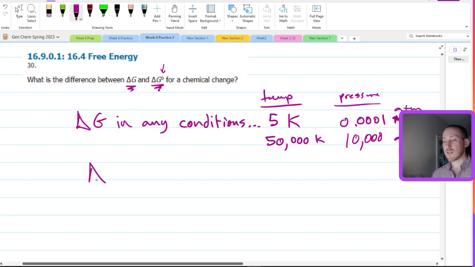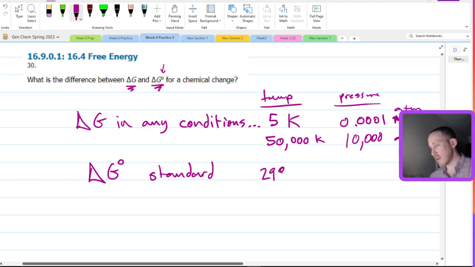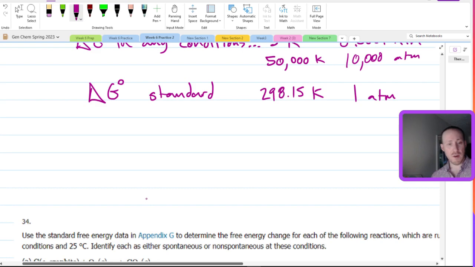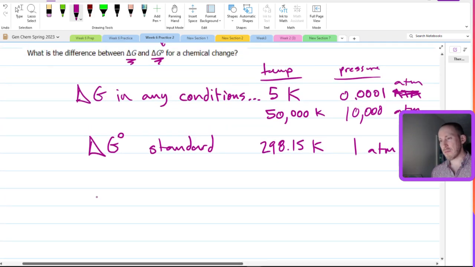That's delta G. Delta G standard is specifically 298.15 Kelvin and 1 atmosphere, or whatever equivalent you want to use for pressure. But that is the international unit. So I hope I'm not missing anything. The one thing, I guess, that's important to note: if you want to find the delta G in any conditions, and you have enough information, you could calculate it, and then you'll know if your reaction will happen.